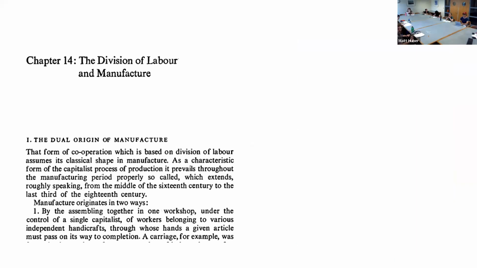All right, finally, chapter 14, division of labor and manufacture. So you know that he's talking about the age of manufacture for the most part in this chapter. He talks about the dual origin of manufacture. He has two points.